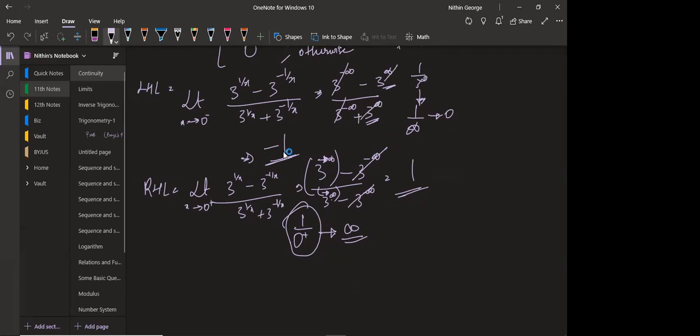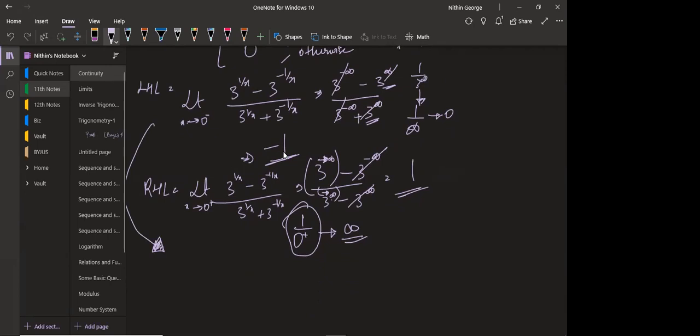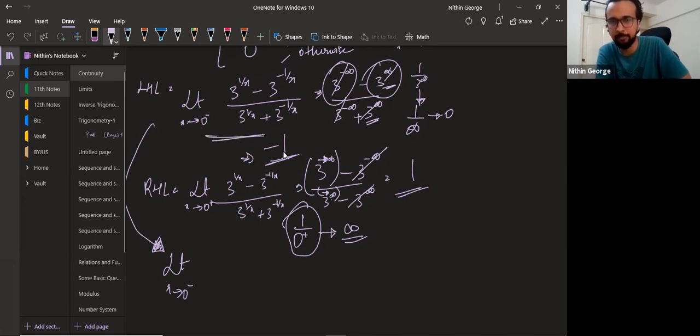Yes, sir. And how can they cancel each other? Okay, I think my explanation was not perfect. The better explanation would be: 3 power minus infinity is tending towards 0, and 3 power infinity is tending towards infinity. So right now I have the infinity by infinity form. Basically, in this limit, I have infinity by infinity form.